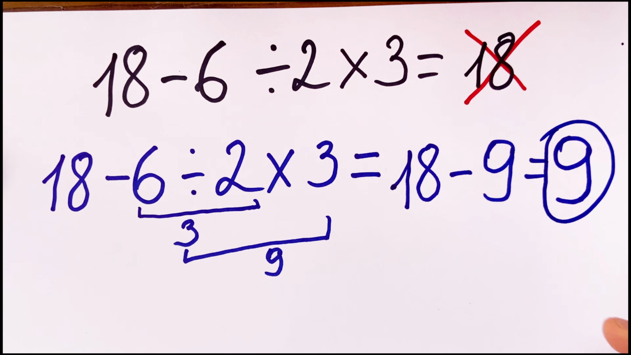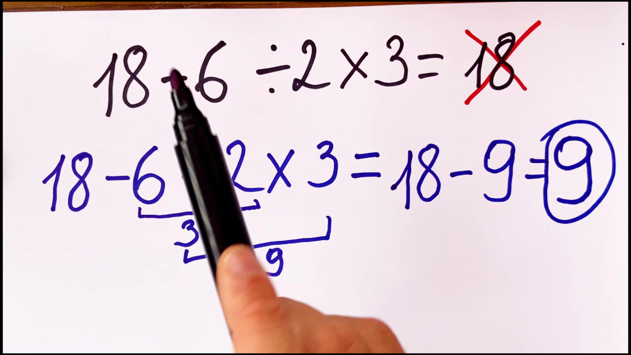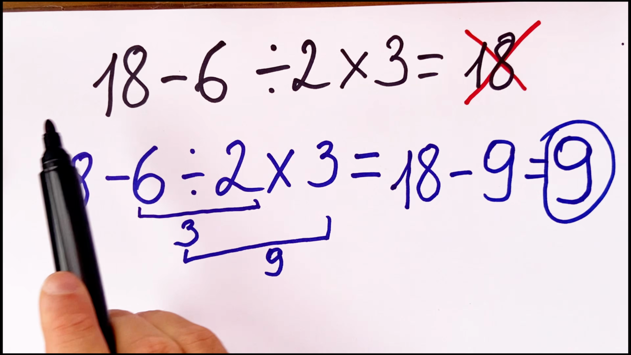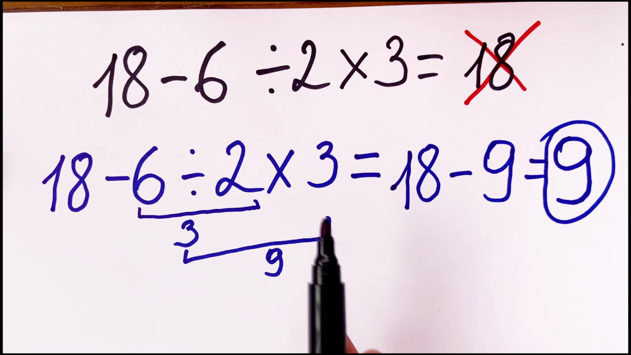The key lesson: when you see division and multiplication together, work strictly left to right. Don't group them incorrectly or skip around.